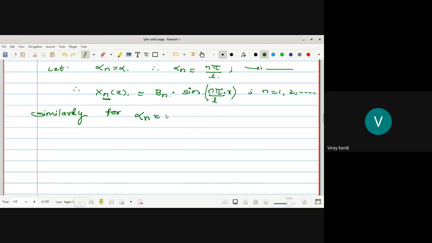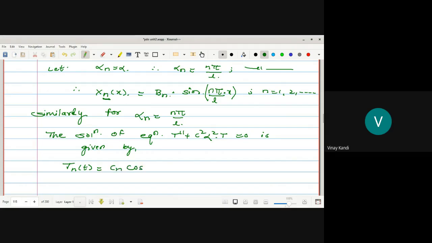Similarly, for alpha n is equal to n pi upon l, the solution of equation T double dash plus c square alpha square T is equal to 0 is given by, okay, T n of t is equal to C n cos n pi ct upon l plus D n sin n pi ct upon l. Here C n and D n are your constants. For the third case it comes like this. The first two cases give trivial solutions.